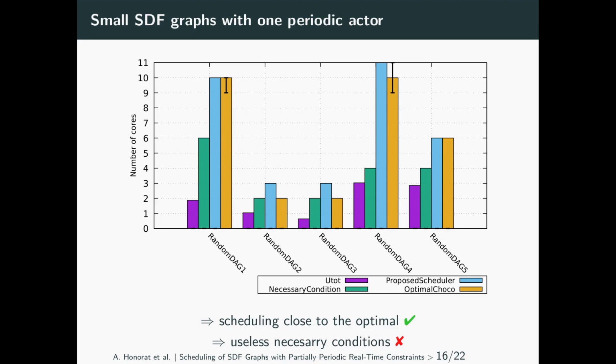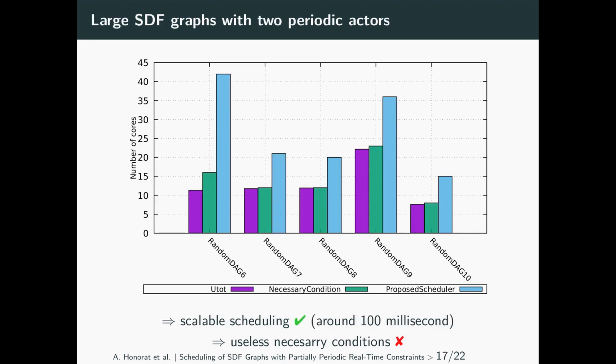Another remark is that our necessary condition is quite useless. It is better than the processor utilization factor only for the first graph. On the first graph, the processor utilization factor is close to 2, while the necessary condition gives 6 cores, which is still far less than the valid schedule requiring 10 cores. In the other cases, our necessary condition is equal to the same value as the processor utilization factor. In all cases, the processor utilization factor is quite low compared to the number of cores required for the schedule. It confirms that our problem is heavily constrained.